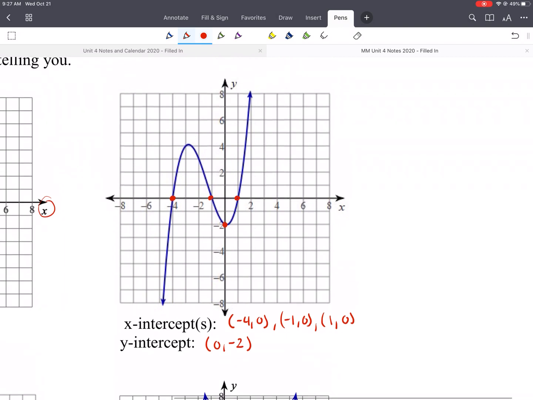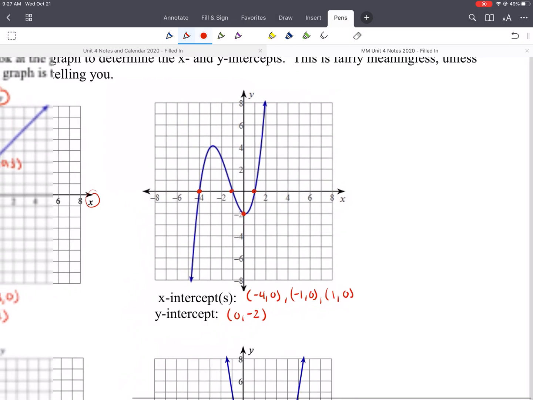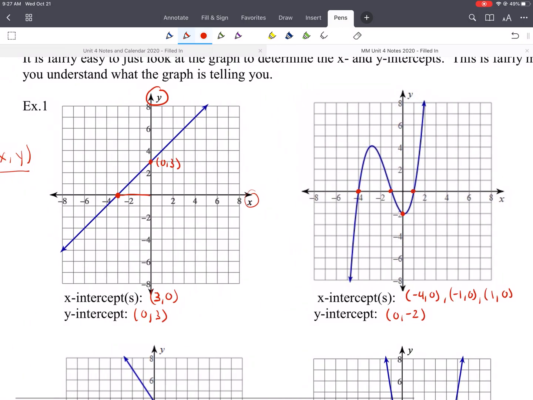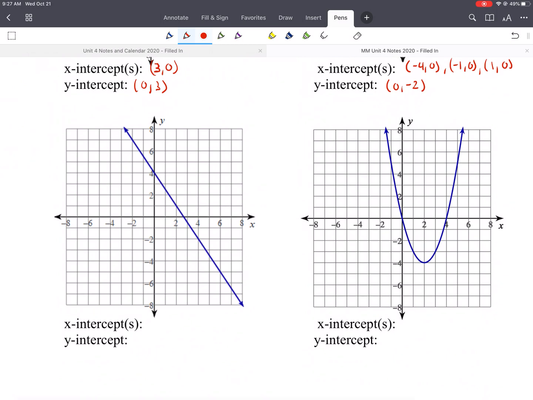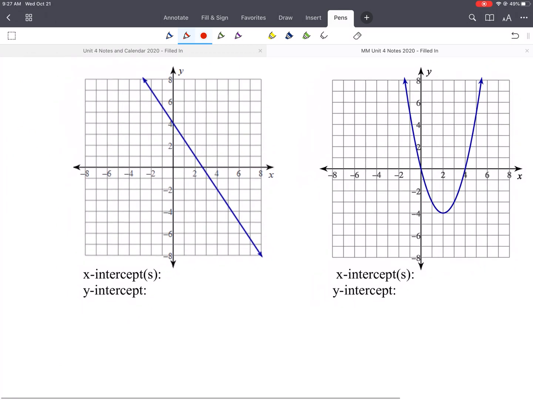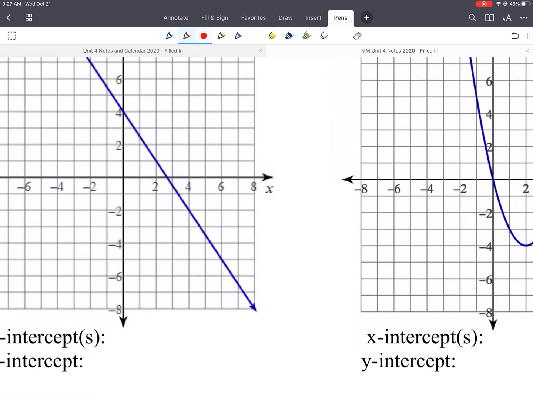This is called a cubic equation, right? But we're just going to be doing linear this unit, so we don't have to worry about that too much. Okay, so pause and see if you can, well, sorry, I messed this up.